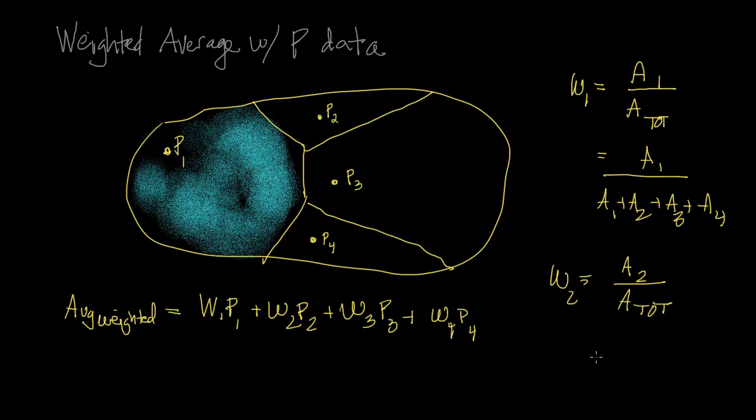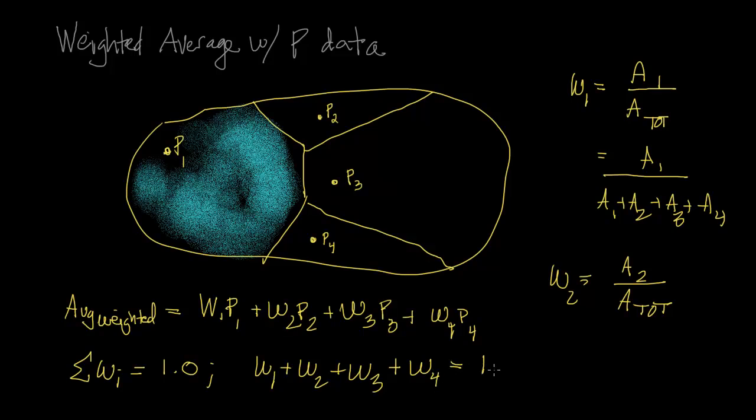And one important condition here that you can always test is that if you've done this correctly, the sum of all the weights, and I'll use this little summation sign, should equal 1.0. In other words, for this example, weight 1 plus weight 2 plus weight 3 plus weight 4, if we've done this correctly, should sum to 1.0. So this is the way you would calculate the weighted average of precipitation data weighted by area.